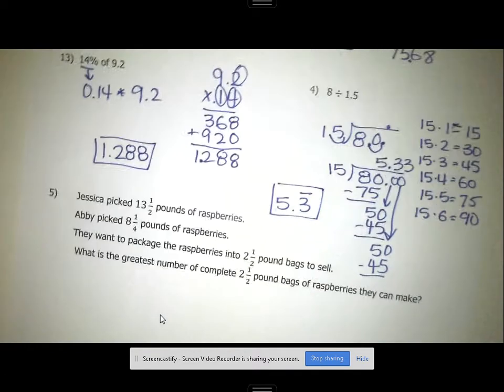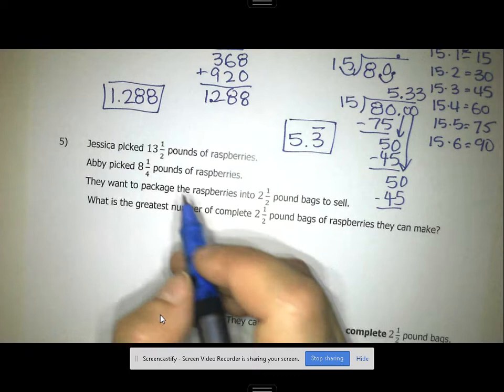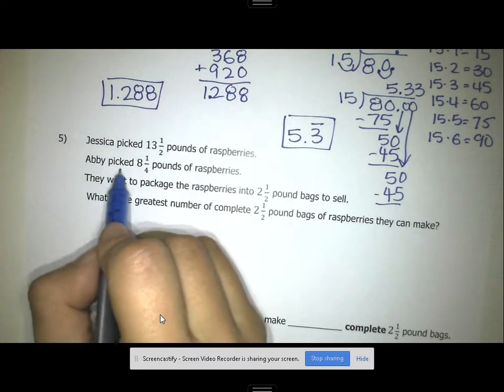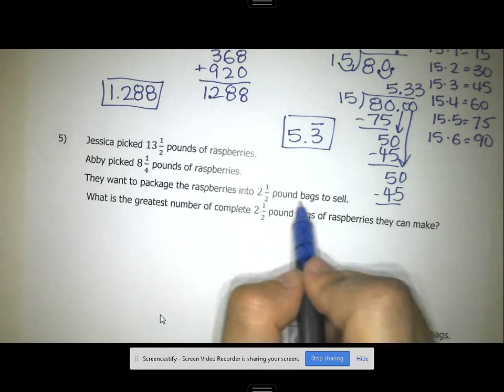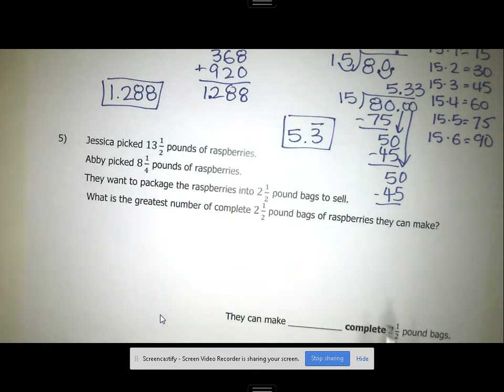In this last problem, Jessica picked 13.5 pounds of raspberries. Abby picked 18.25 pounds of raspberries. They want to package the raspberries in 2.5 pound bags to sell. What is the greatest complete number of 2.5 pound bags of raspberries they can make?